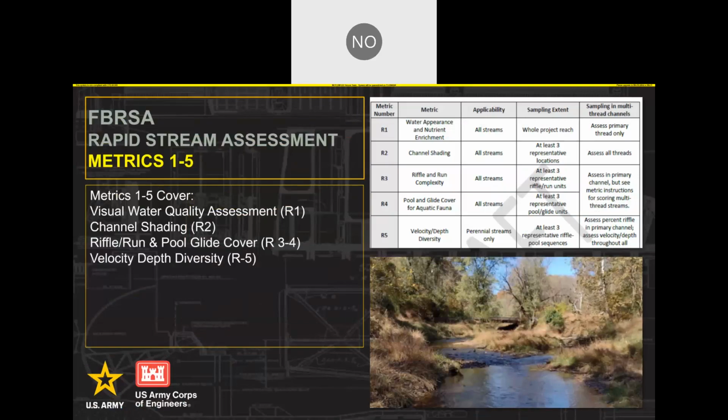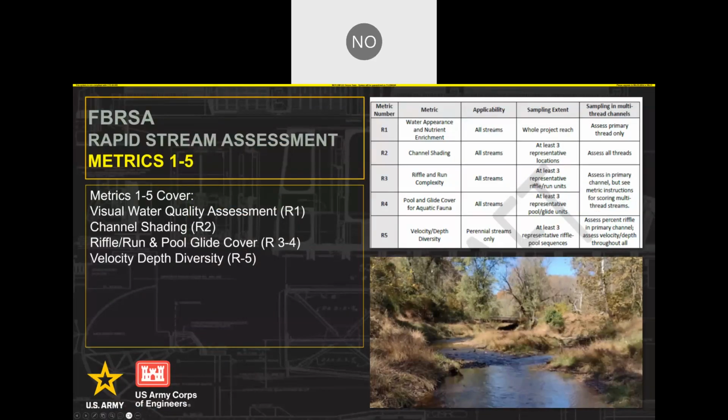We're looking at basically four main things. One of them is visual water quality assessment, channel shading, riffle run, and then pool glide cover, and then velocity depth diversity. And you can see those and where they're applicable.